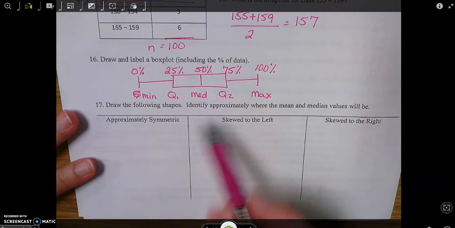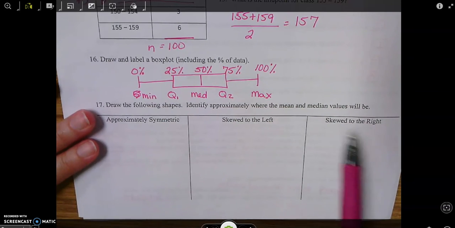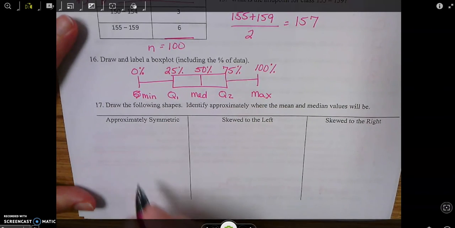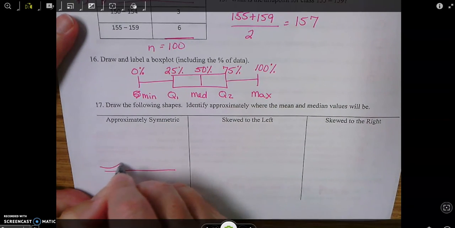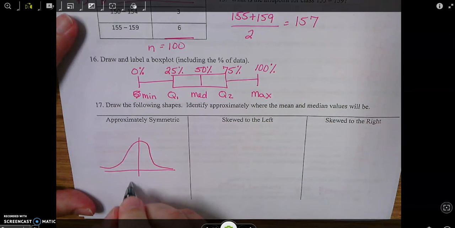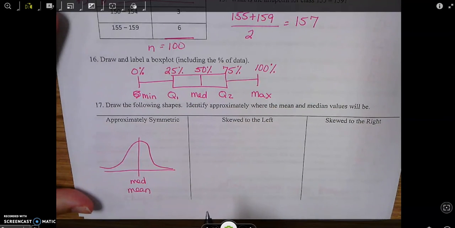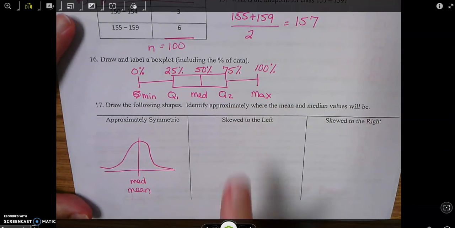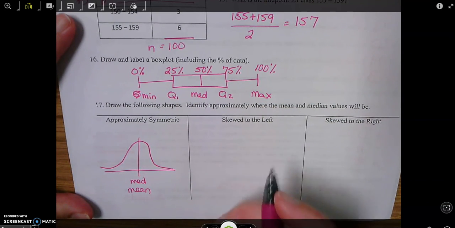Okay, so identify this and mean and median. So roughly symmetric is right there. Median and mean are going to be pretty much on top of each other. Skewed to the left, remember it's all about the tail.